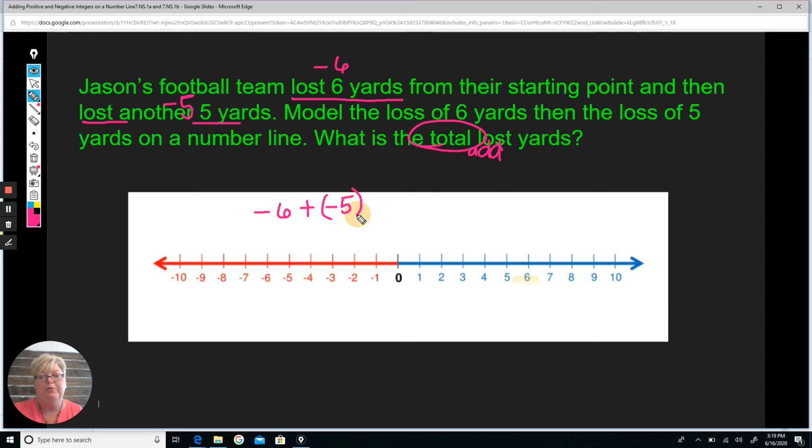And don't forget to put your parentheses there. Okay, so again, we're going to start at 0. And we're going to go to our first term, which is negative 6, which is right there. And then plus negative 5. The negative tells me to go to the left 5 times. So I'm going to count over 5. Now, I've kind of run out of numbers there, but that would be a negative 11. So negative 6 plus negative 5 is negative 11. The total yards lost for Jason's football team was negative 11.